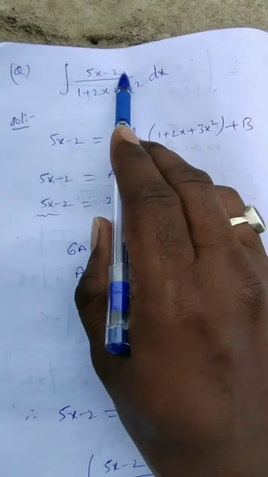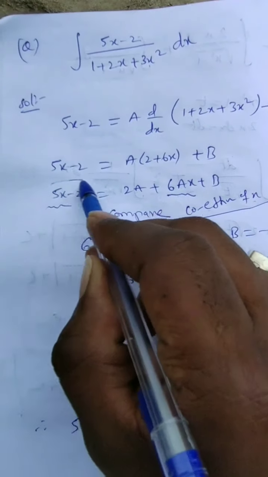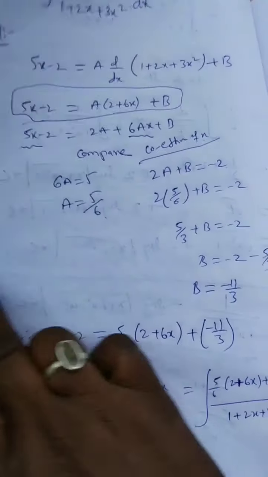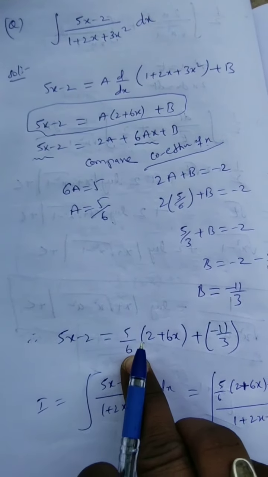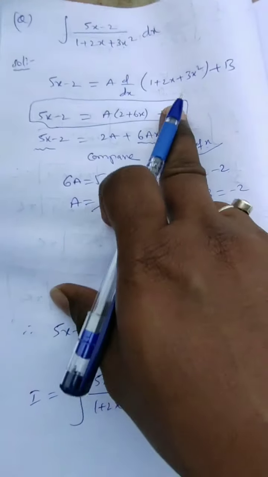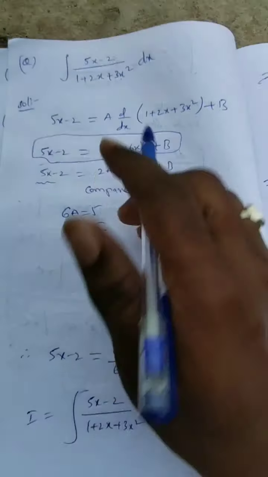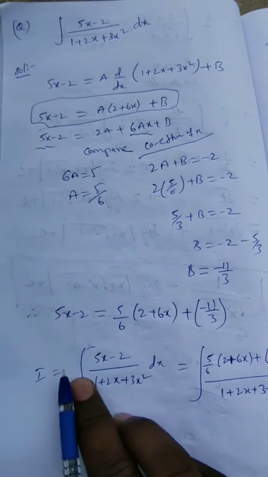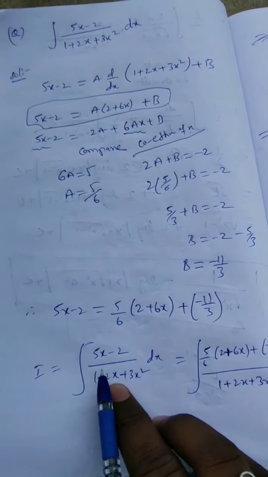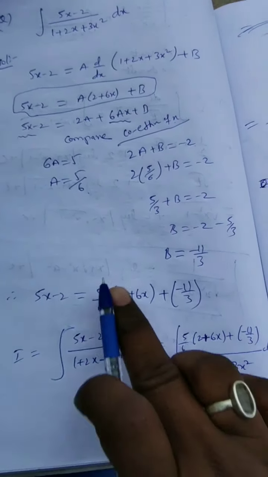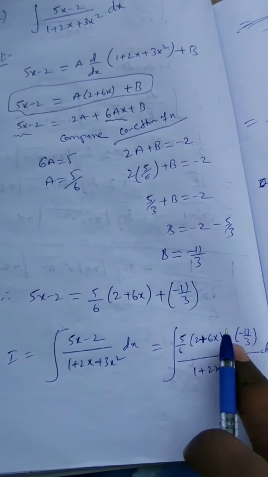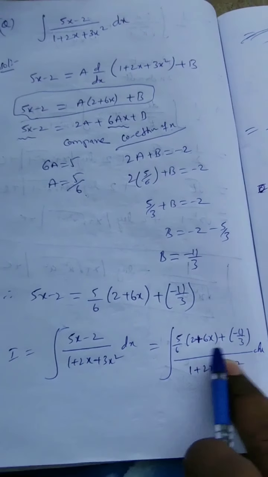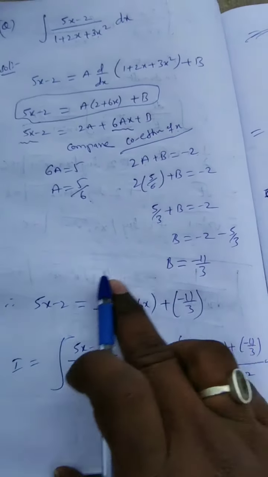So the 5x minus 2 value I am getting, you need to substitute here in this. Correct? So 5x minus 2 becomes 5 upon 6 into (2 plus 6x) plus b, where b is minus 11 by 3. This means the numerator should change in this way. So I is equal to the integration of 5x minus 2 upon 1 plus 2x plus 3x squared dx, which can be written as 5 by 6 (2 plus 6x) plus minus 11 by 3, upon 1 plus 2x plus 3x square dx. I just changed this numerator by this.